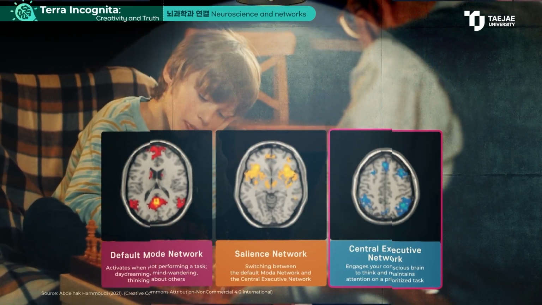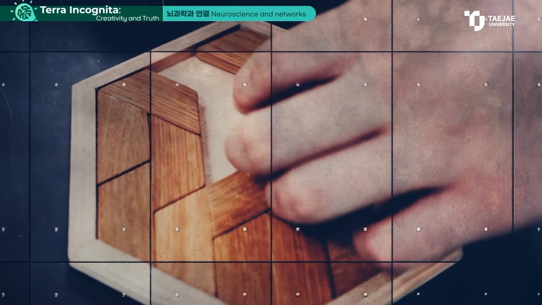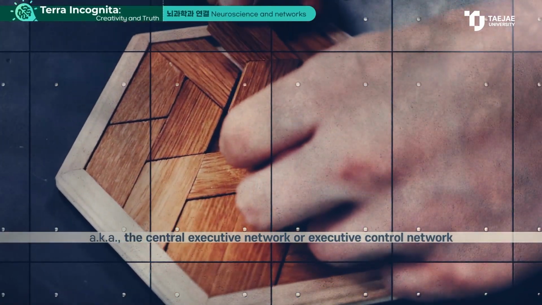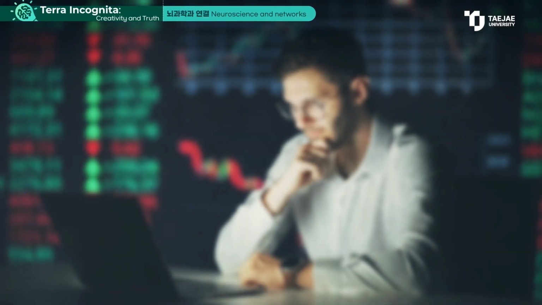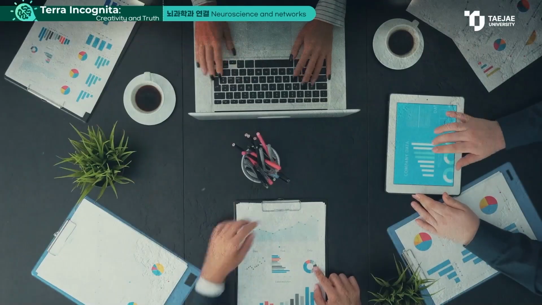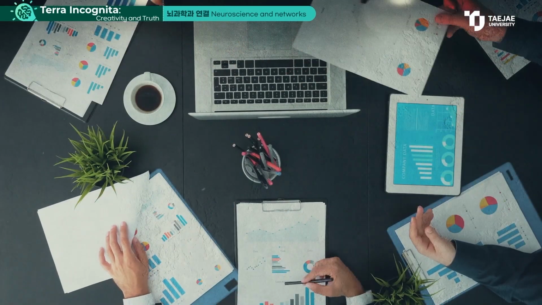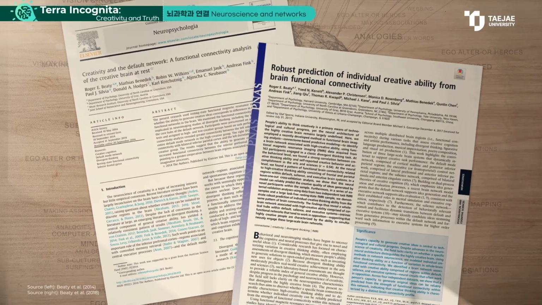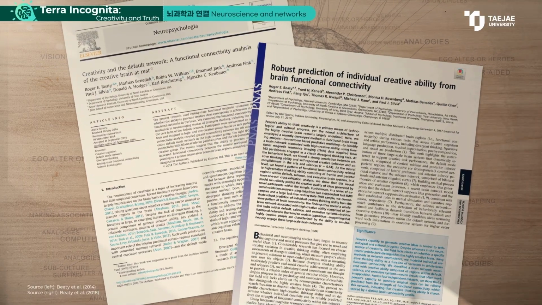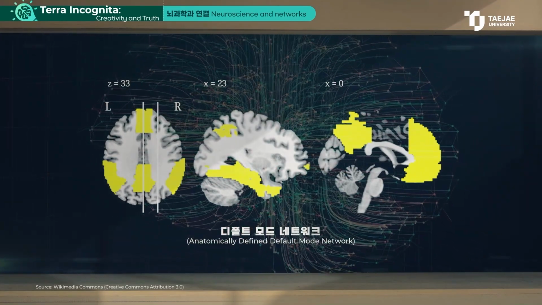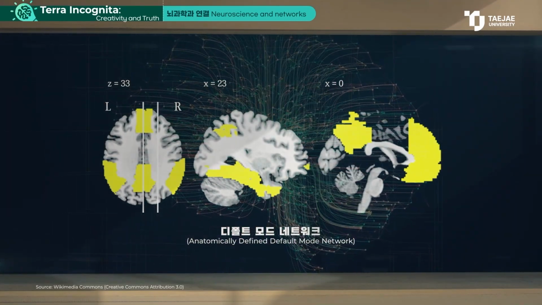This network, also referred to as the central executive network or the executive control network, plays a pivotal role in cognitive functions such as formulating precise questions for problem solving, sustaining attention throughout task execution, engaging in rigorous reasoning, and facilitating decision-making processes. Other studies have added an intriguing discovery. The brain's default mode network also contributes to the formation of creative thought.